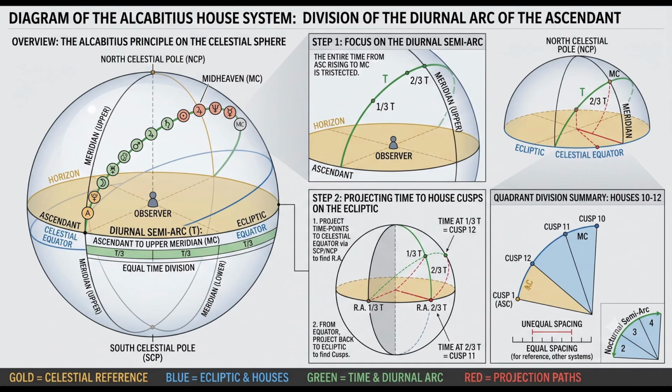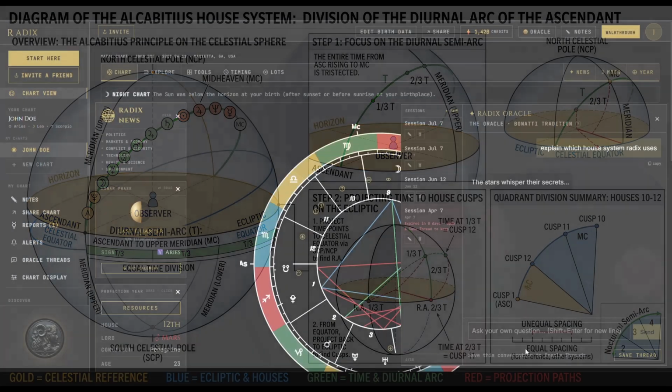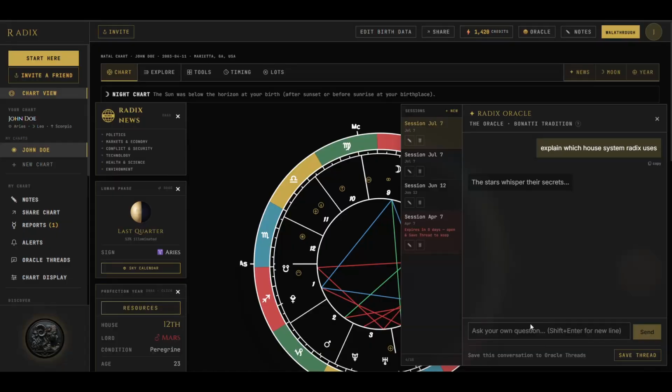Alcabitius is a time-based quadrant system, but its logic is very focused. It calculates the diurnal arc of the ascendant, meaning it measures the exact amount of time it takes for the degree rising on the eastern horizon to travel up to the midheaven, the highest point in the sky. It then simply divides that travel time into 3 equal segments to create the 11th and 12th houses. Proponents argue this is a highly logical, clean, and direct way to divide the sky based on the observer's actual location. Next are the moderate house proportions.